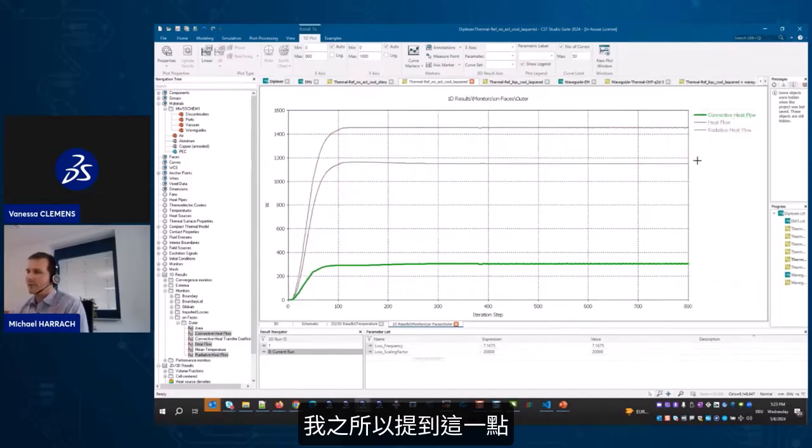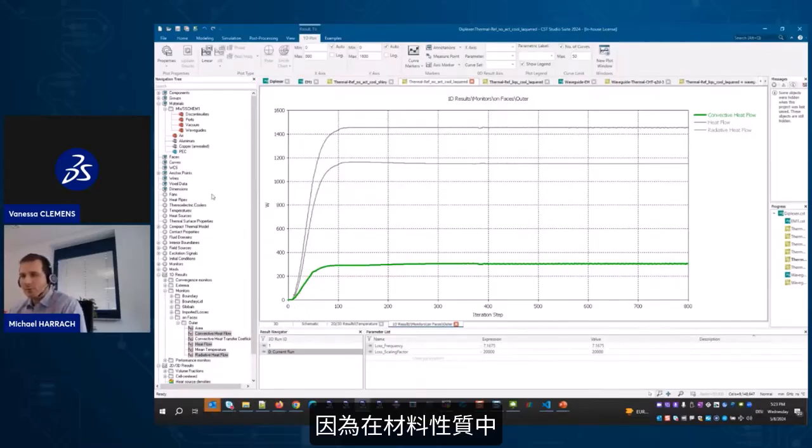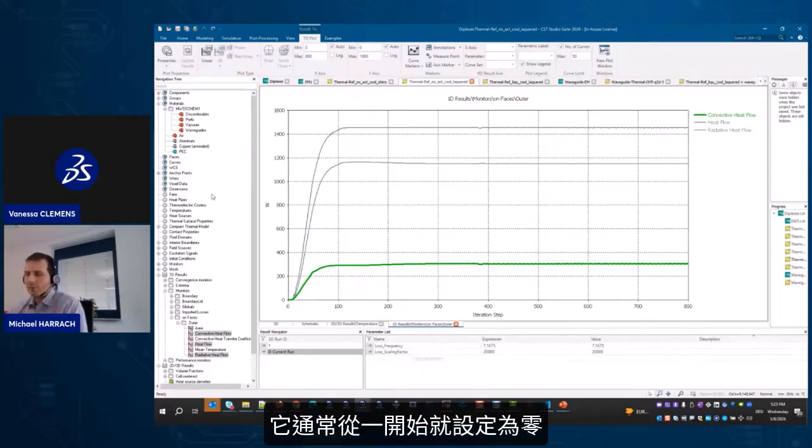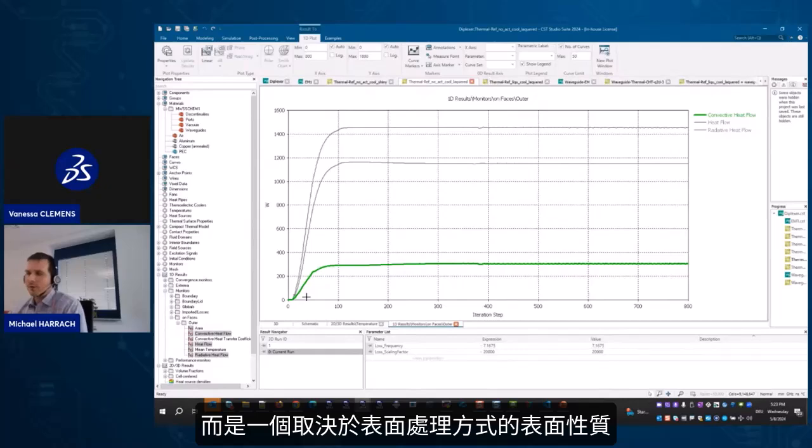And I'm just mentioning it because emissivity is something we always need to set, because in the material properties it's generally set to 0 from the get-go, and it's also not really a bulk property, not really a material property in that sense, but a surface property which depends on how the surface has been treated.